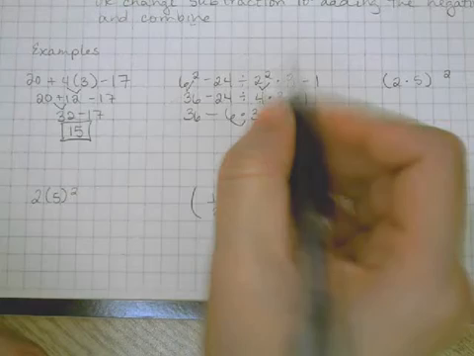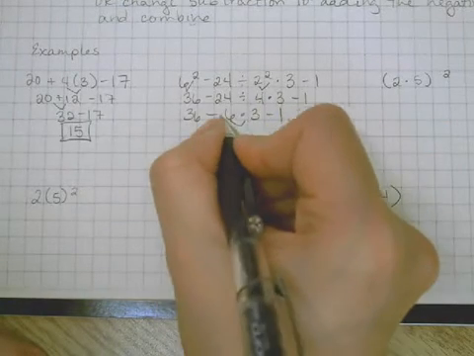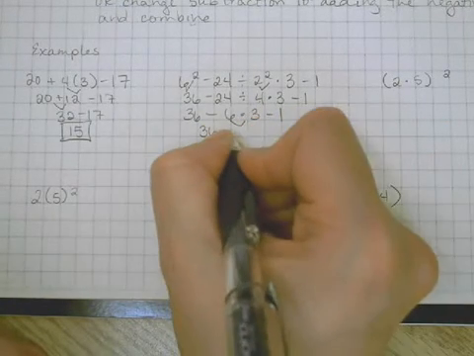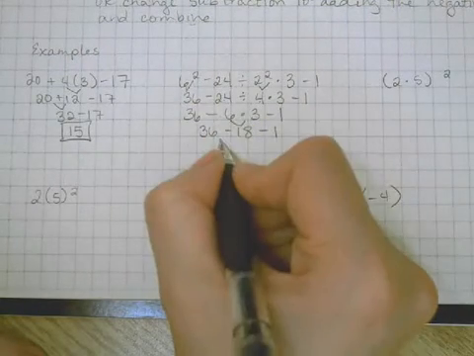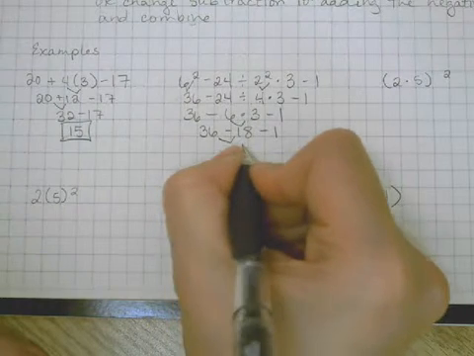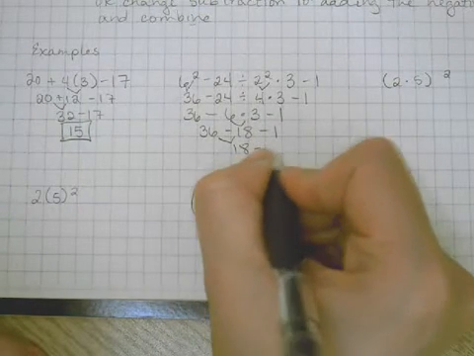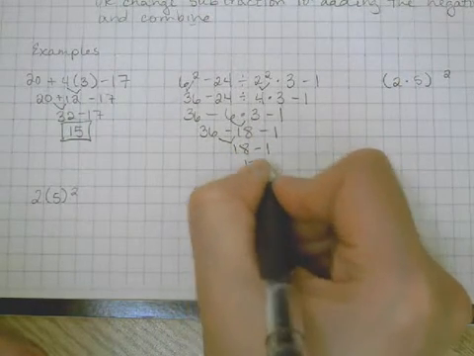Next I'm going to do multiplication. So 36 minus 6 times 3 is 18, and drop down minus 1. 36 minus 18 is 18. Drop down the minus 1, and my answer is 17.